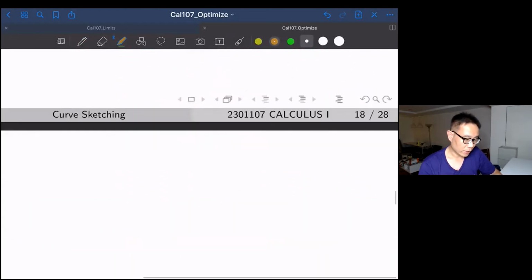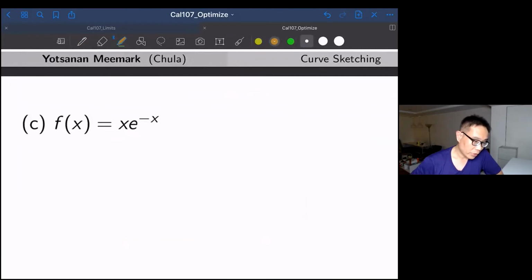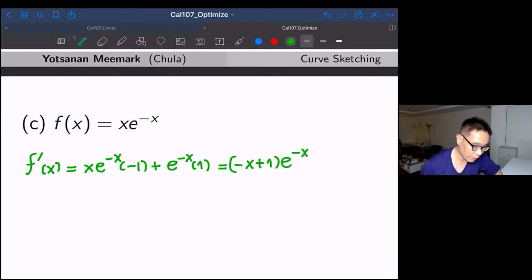Let's do another one. You have f(x) equal to x e to the negative x. So we learned so far, for this guy, you need the second derivative. So you're gonna differentiate this guy twice. So you have f prime of x by using the product rule. Okay, so it's gonna be the first derivative of the second plus the second derivative of the first. Let me simplify this one a little bit. So it's going to be negative x plus 1, and you have e to the negative x outside.